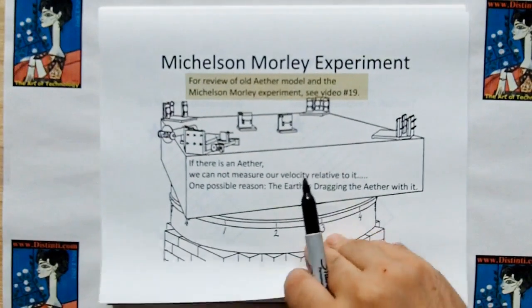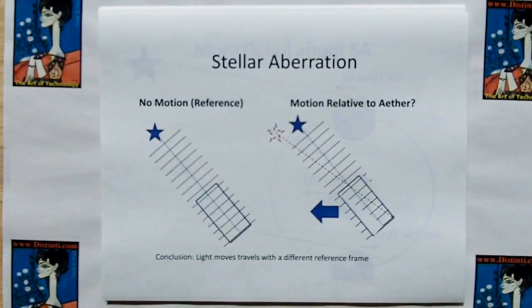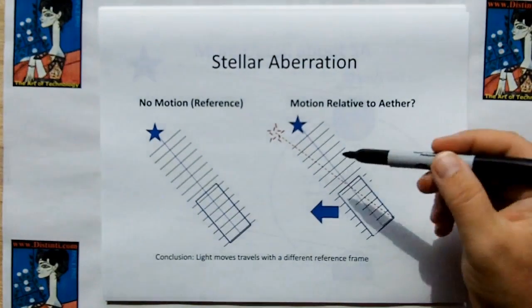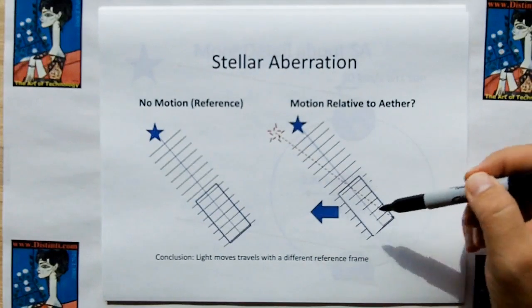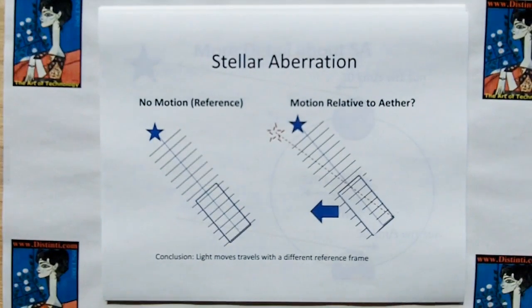But then they had another experiment which kind of disproved that. They had the thing called stellar aberration, which says light is not moving relative to the Earth. Light is moving in its own reference frame. And let me demonstrate that for you.